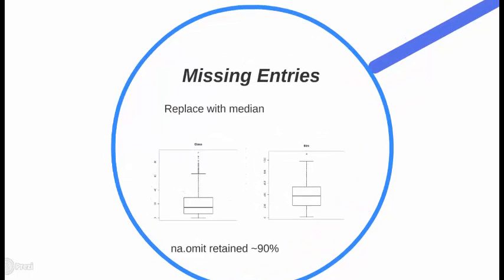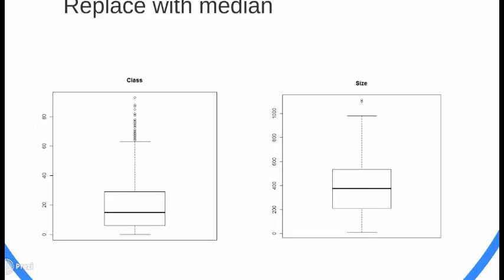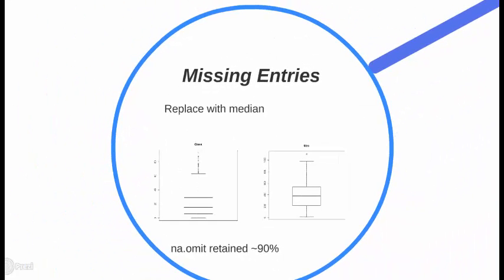The final step in the data cleaning is to remove the missing entries. We want to replace the missing numeric variables with either the mean or the median. We can see that the class and size variables both have outliers based on these box plots, so instead of using the mean, we use the median of these values. Finally, we use the NA.omit function in R to remove the remaining NA values. This left us with 90% of our original data and no missing values.